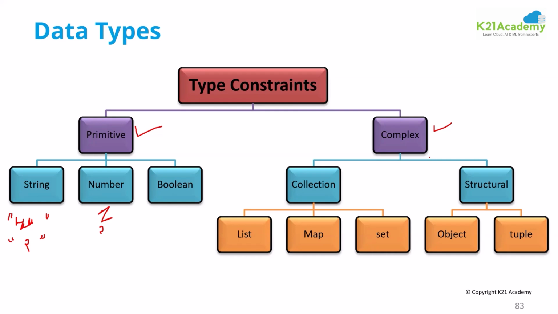Complex means where you have a collection. In general, collection means more than one value. One value means we're talking about string, number, or boolean. More than one value means we're talking about collections. And let's talk about these in detail first.